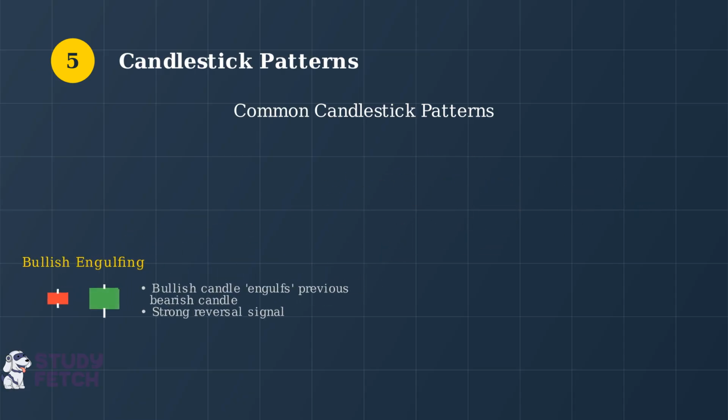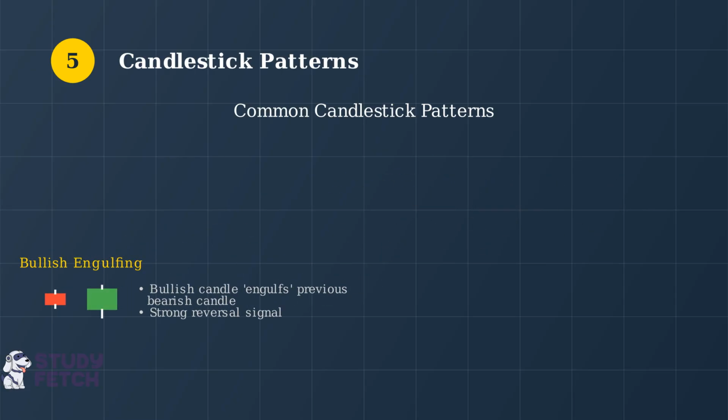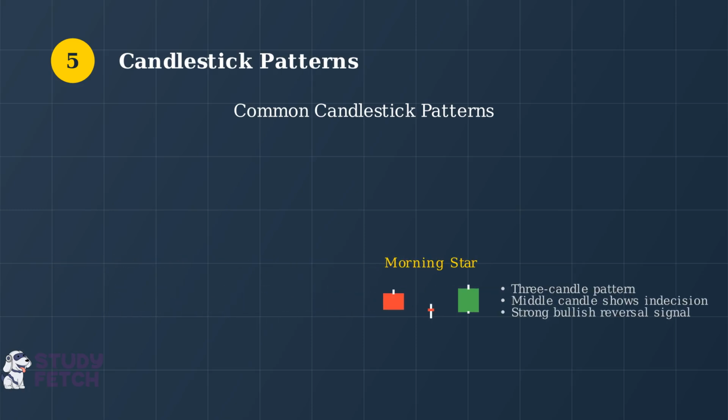A bullish engulfing pattern occurs when a larger bullish candle completely engulfs the previous bearish candle. This shows buyers have overwhelmed sellers and suggests a potential reversal. The morning star is a 3-candle pattern that signals a strong bullish reversal. After a bearish candle, a small indecision candle forms, followed by a strong bullish candle that confirms the reversal.